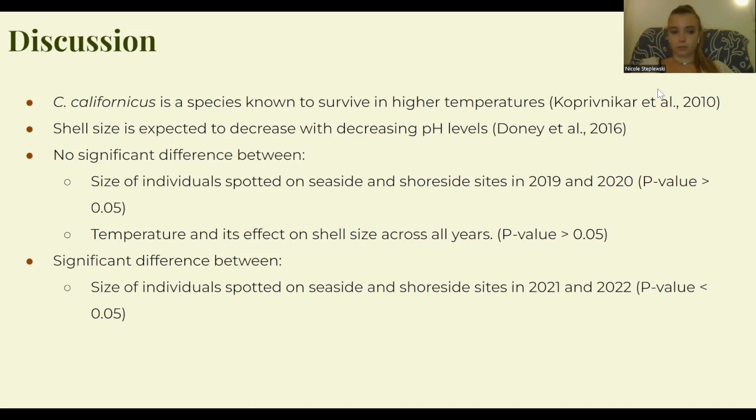However, based off of our results, we found that there is no significant difference between the size of individuals spotted on seaside and shoreside transects in 2019 and 2020. So our p-value was greater than 0.05. And we also saw no significant difference between temperature and its effects on shell size across all of our sampling dates, and we got a p-value greater than 0.05. However, we did notice that there is a significant difference between the size of individuals spotted on the seaside and the shoreside transects in 2021 and 2022. So we got a p-value less than 0.05.